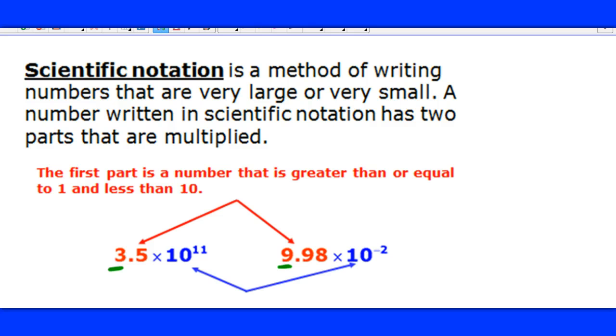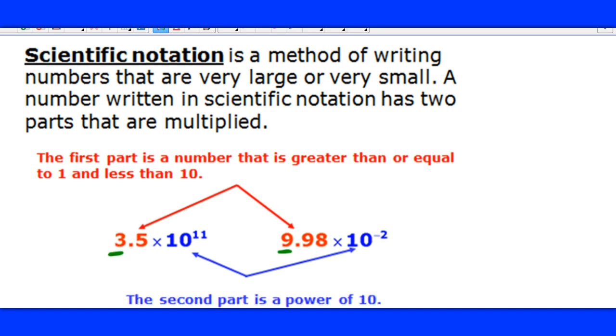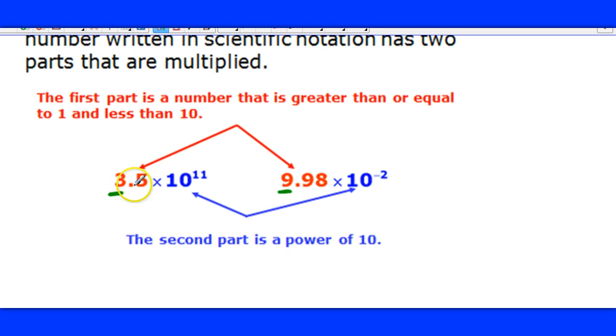Okay, scientific notation is just a special usage of this. It's a way to write very large numbers or very small numbers. The first part is going to be a value that is greater than or equal to 1, but less than 10. In other words, you can only have one digit in front of the decimal point. Okay, so this is 3.5 times 10 to the 11th.